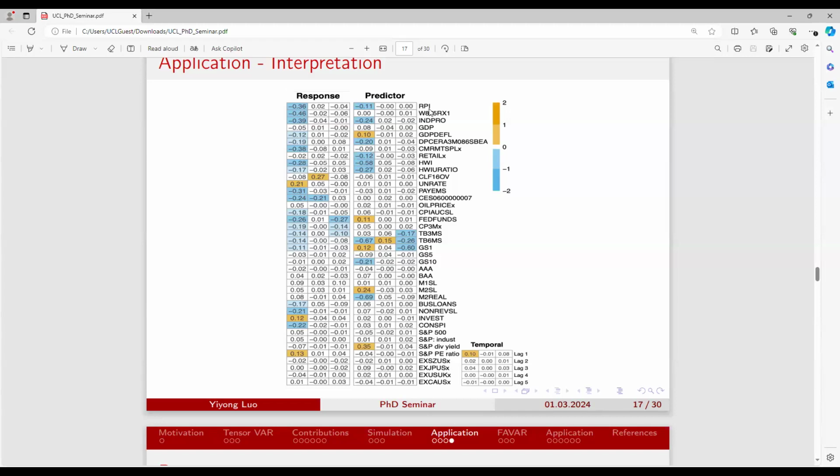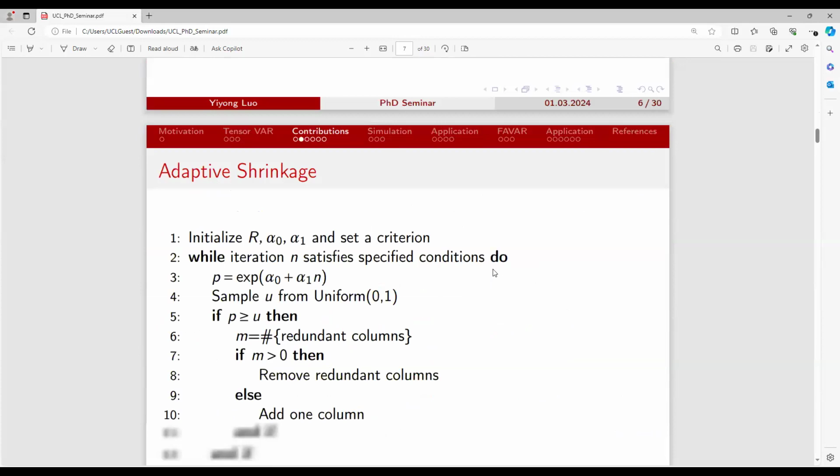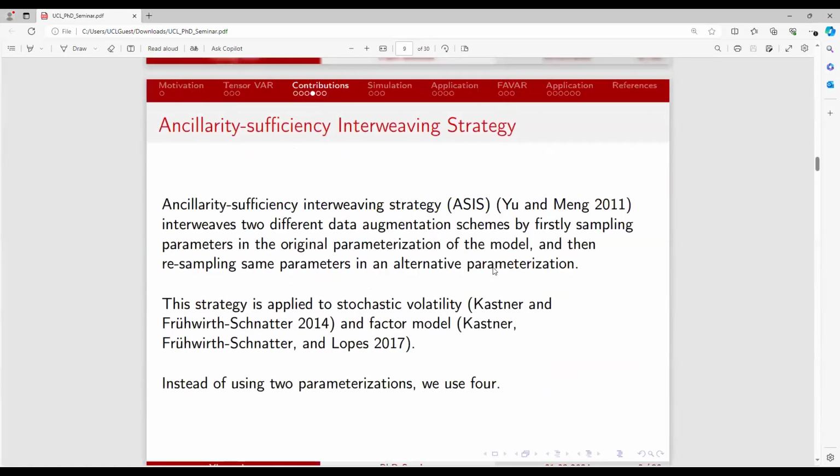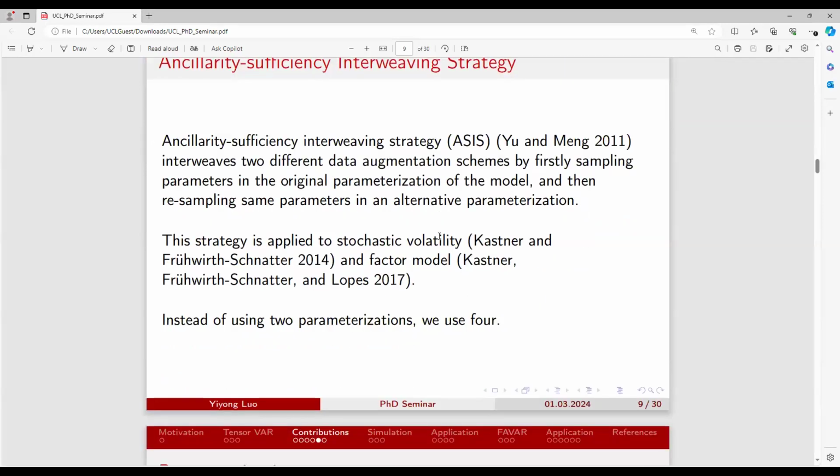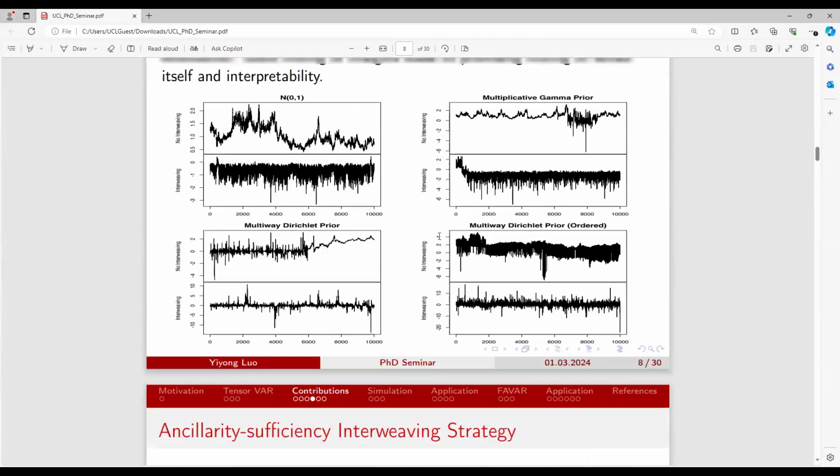I had a brief question about the interweaving steps. I was wondering if you could provide a little more intuition about how adding these steps fixes the mixing problems, some of the pathologies in the standard sampler, and how the reparameterizations fix those. I see. This is actually something I would like to have added to my talk, but I didn't have enough time.